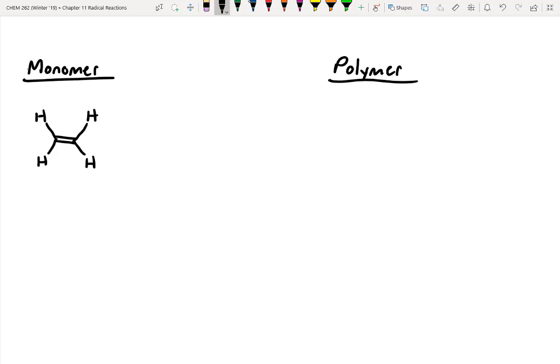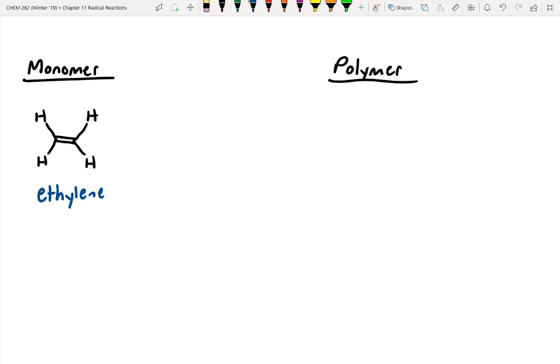Does anybody know what the name of this compound is? So if you follow the IUPAC rules, people like to call it ethene. Most chemists won't call it that, and it's not acetylene. Acetylene's with the triple bond. Instead, people will call it ethylene. It just sounds a little bit better than ethene.